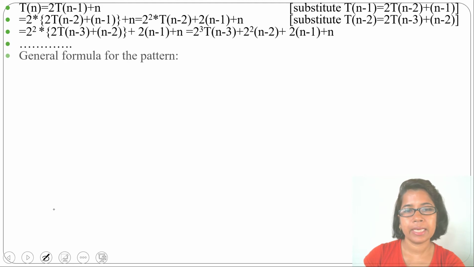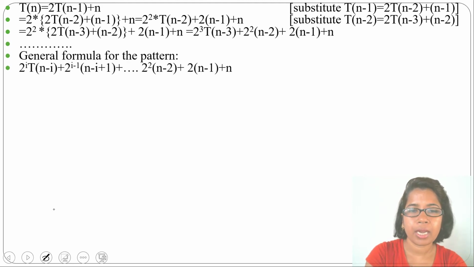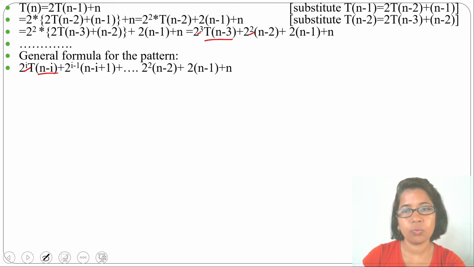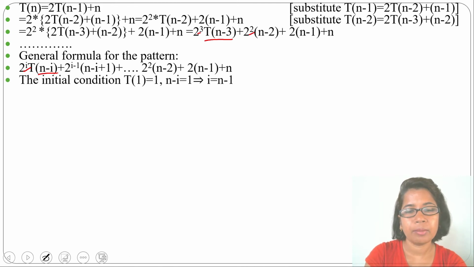From this we can get a general pattern like 2 power i T n minus i. Here you can mark. Then 2 power i minus 1, when it is 3 it is 2. So when it is i, here we will write i minus 1, n minus i plus 1. Like this 2 square n minus 2 plus 2 n minus 1 plus n. Now just compare with the initial condition. Let n minus i equal to 1. The initial condition is T of 1 equals 1. So i will be n minus 1. Let me substitute this value.